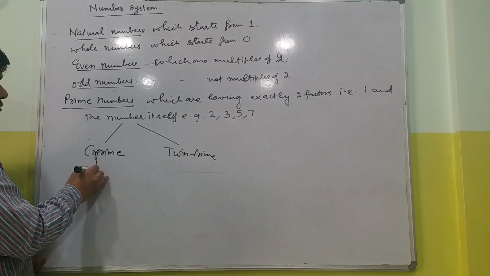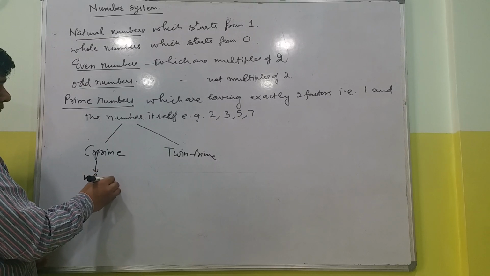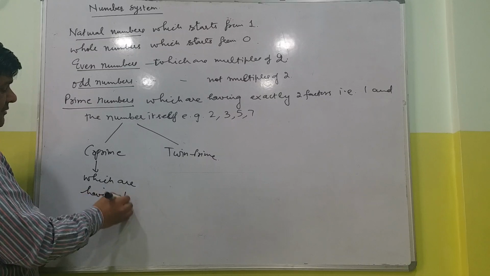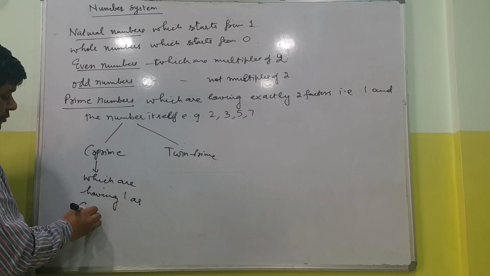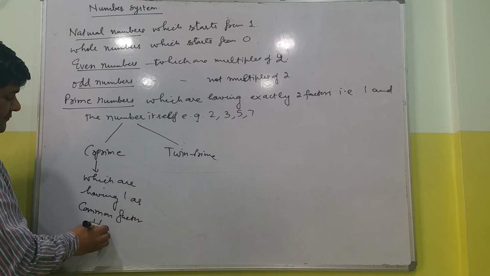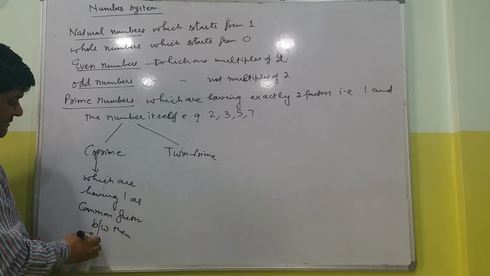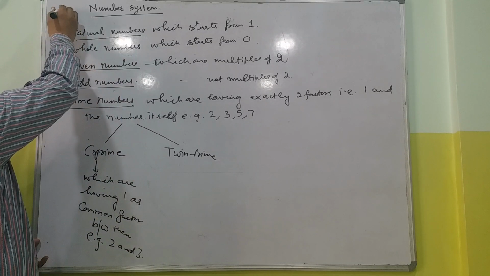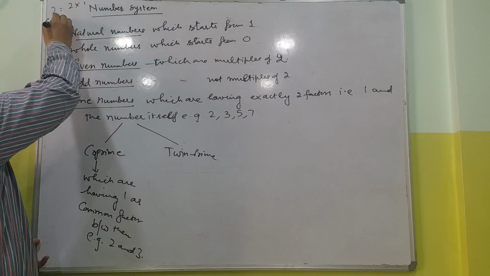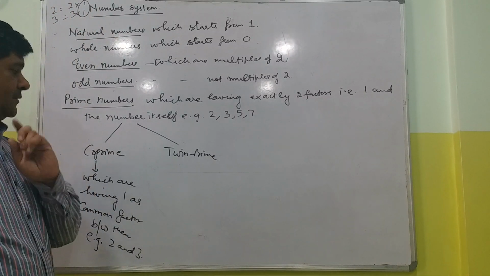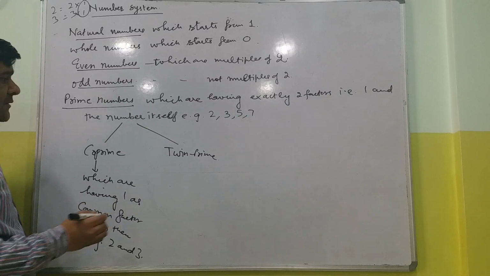Co-prime numbers are those which are having 1 as common factor between them. For example, 2 and 3. 2 के फैक्टर हैं 2 and 1. 3 के फैक्टर हैं 3 और 1. So what is the common factor between them? 1. So for example, 2 and 3.